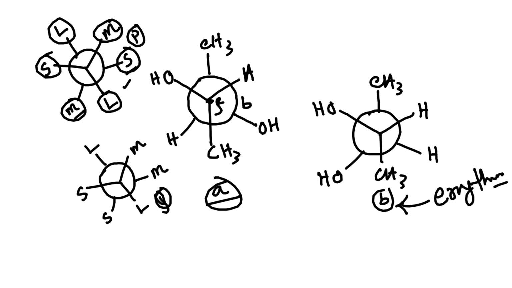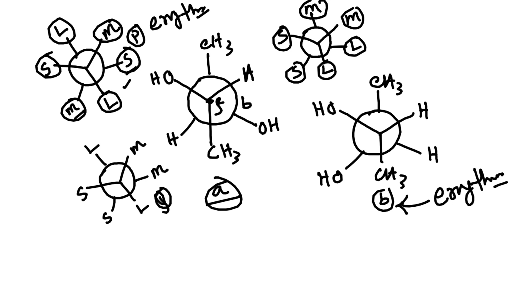right? Similarly, let's say we have a different conformation of the molecule where let's say we have this large, we have this medium, we have this small, and now we have this large, we have this medium, we have this small. So again you can see, although the relationship now is not anti, but this large they are gauche, this medium they are gauche, and this small they are gauche. So relationship remains same, although it is not anti, it is gauche, but gauche among all the three pairs, right? And that's why this is also erythro.